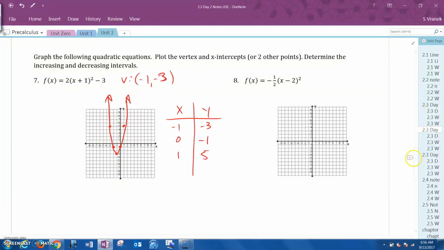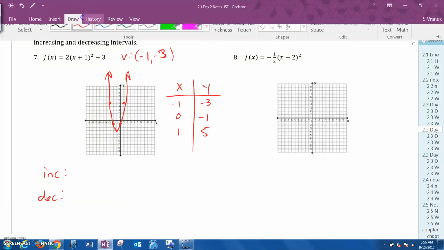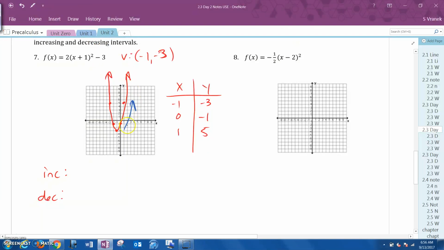And then it says state the increasing and decreasing intervals. Well, it's increasing on the second part of the branch. And remember, the vertex is at x equals negative 1. So it increases from negative 1 all the way to infinity. It decreases from negative infinity up to negative 1, this branch. So it's going to have one branch and then the other.